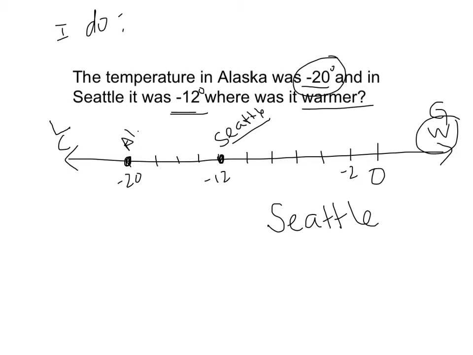You could use that analogy of money again. If you have to owe money, which is better for you, owing 12 or owing 20? Which would you rather do? The better amount, in this case we're talking temperature, so the warmer amount is negative 12.